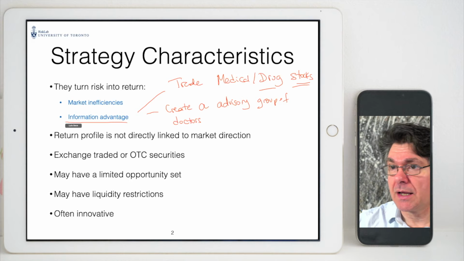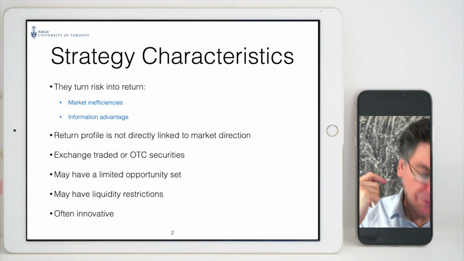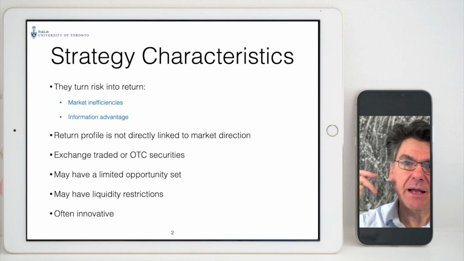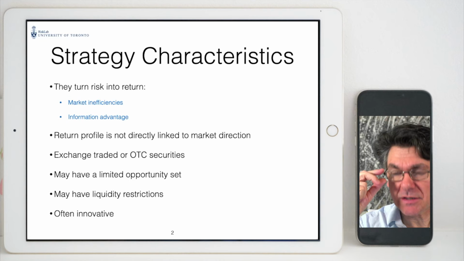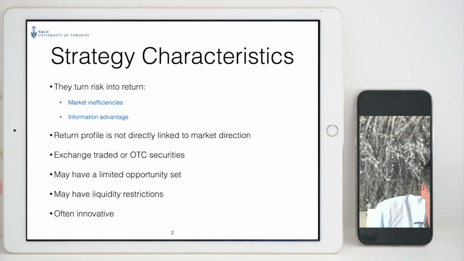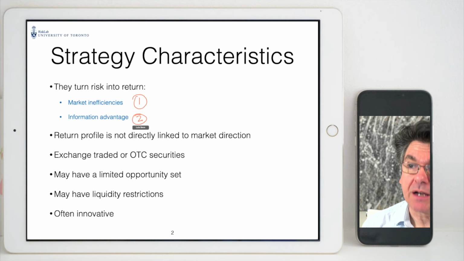This is one example. And when we go to our snow fund, we also had an information advantage. The information advantage is we knew the type of economics the cities and the ski resorts were looking for. That's another example of an information advantage. And we're gonna see things like this when we see the different trading strategies. There's gonna be a situation where we see market inefficiencies and a situation where we see an information advantage, okay? We will always be able to identify those two.